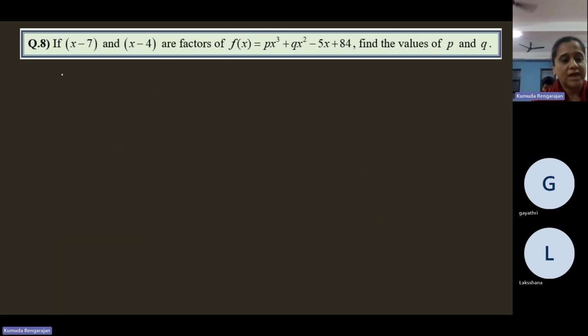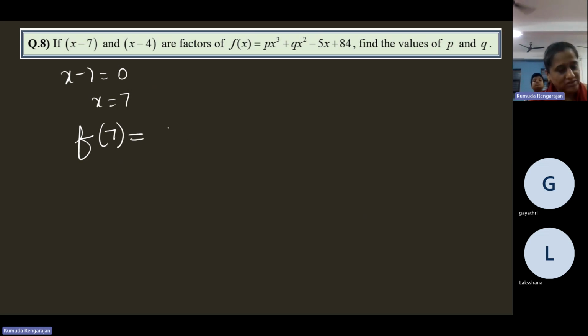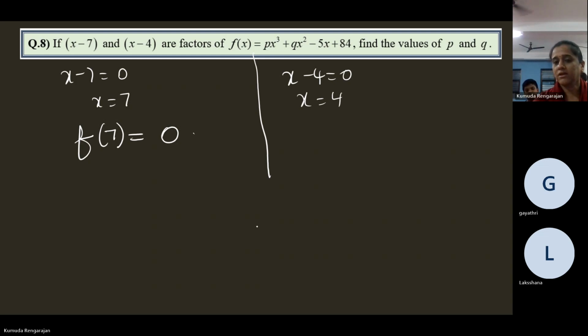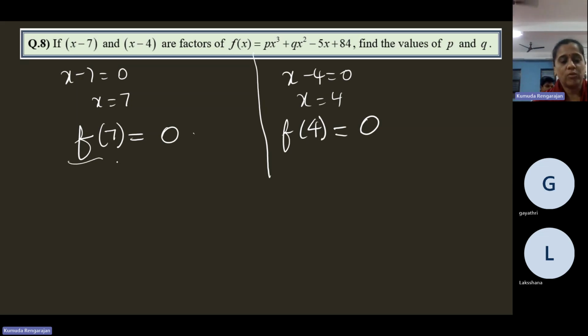So x minus 7 is equal to 0, x is equal to 7. The value of the polynomial f of x at x equal to 7 will be the remainder, which will be 0. So this is the equation: f of 7 is equal to 0. The other one, equate the other divisor to 0. x minus 4 is equal to 0, x is equal to 4. Again, the remainder is 0 because x minus 4 is a factor. So f of 4 is equal to the remainder, which is 0. We need to work with this equation and this equation and find the values of p and q.